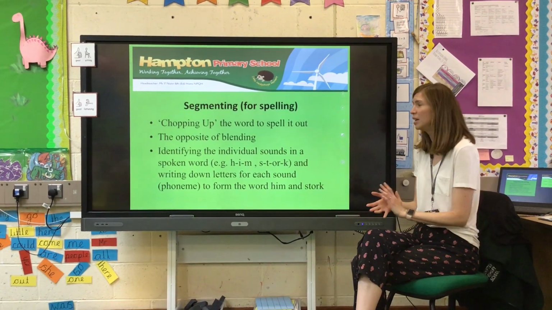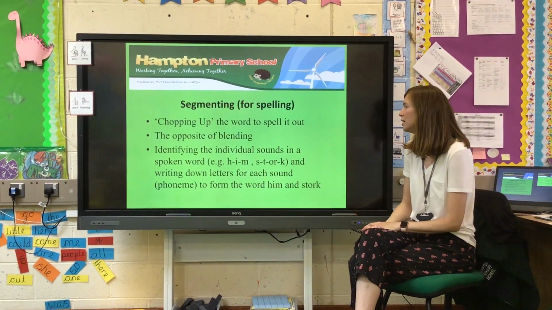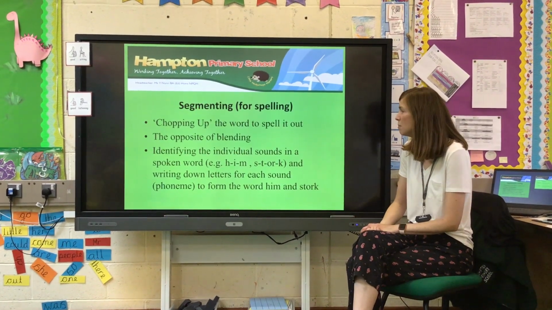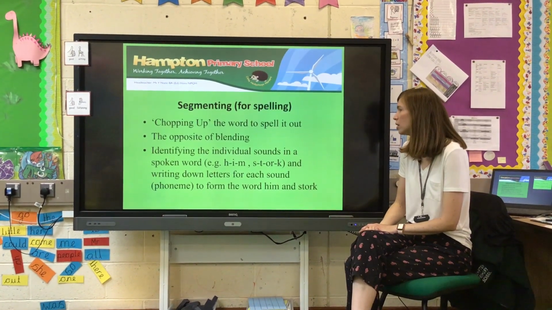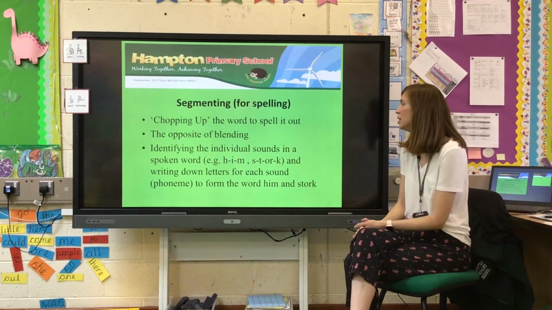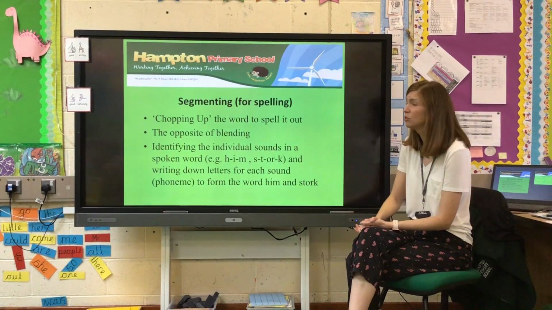So it's the complete opposite of blending. It's identifying the individual sounds in a spoken word, for example h, i, m, n or s, t, or, k, and writing down the letters for each sound, which is a phoneme, to form the words hymn and stork.